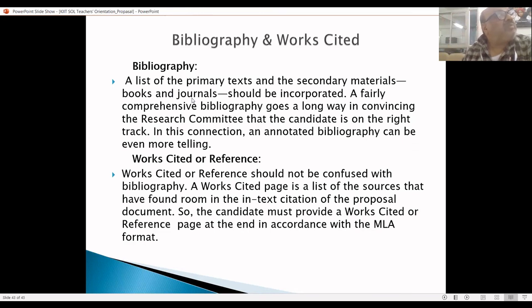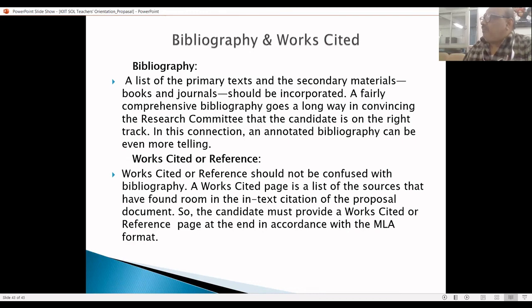This bibliography, what is the difference between bibliography and reference? Bibliography is something that has not been used or referred to in the writing of the proposal, but that the student will be using later on. Right, so that is bibliography.